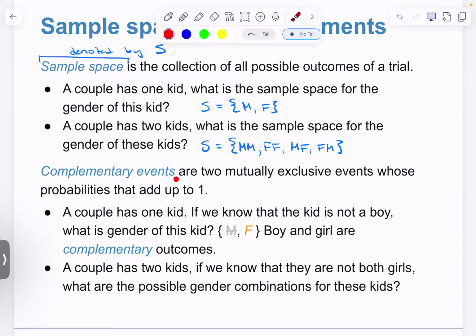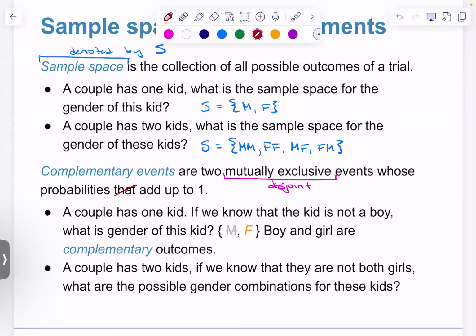Complementary events are 2 mutually exclusive events. And we were calling these disjoint. But like I said, we need to be kind of flexible on moving between the two. Mutually exclusive is not a phrase that we use in regular language, right? That's nice to use as a link to disjoint. But complementary events are two mutually exclusive or disjoint events whose probabilities add up to 1. There's a little extra in there.